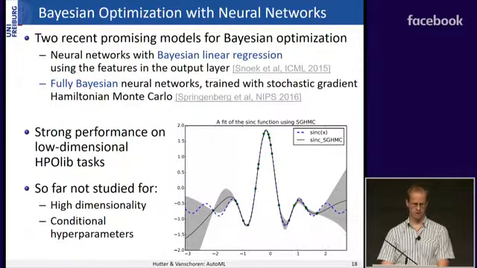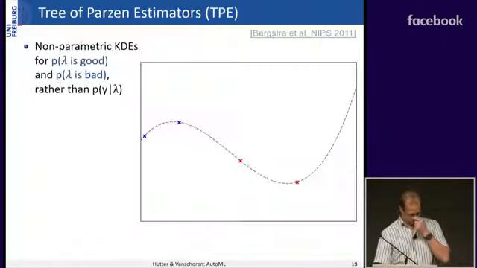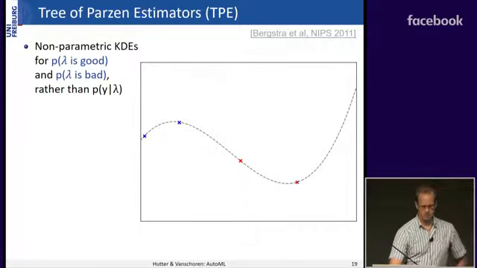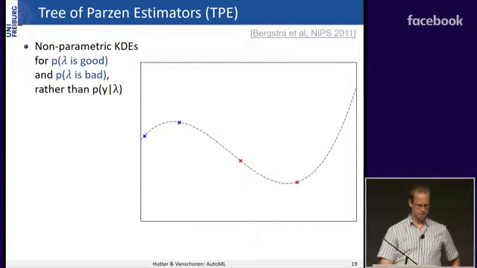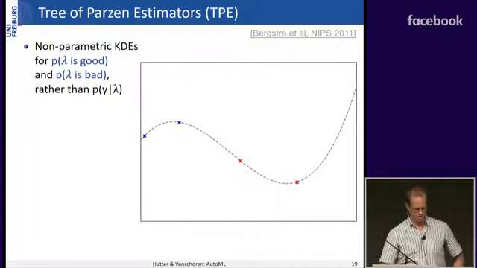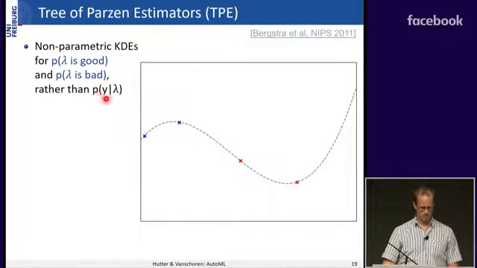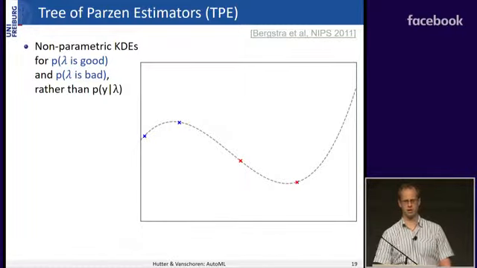So that is actually definitely an important area to follow up on. A final model for Bayesian optimization I want to talk about is the Tree of Parzen Estimators. That's actually quite different. It does not model the probability of the function given the hyperparameter, but instead it models a density estimate of the probability that a hyperparameter setting is good and the probability that a hyperparameter setting is bad.